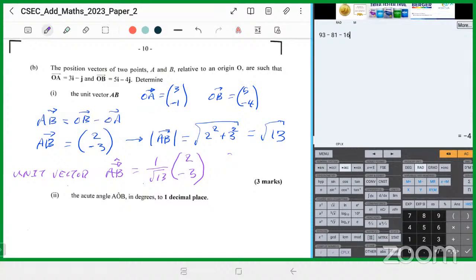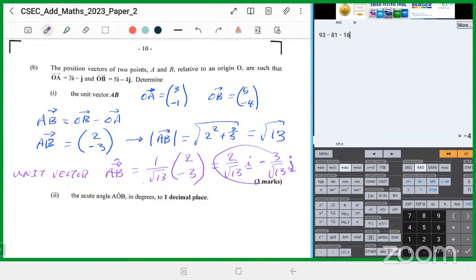So essentially, this then becomes 2 over root 13 i, and then negative 3 over root 13 j. So that's minus 3 over root 13 j. And that is my unit vector right here.